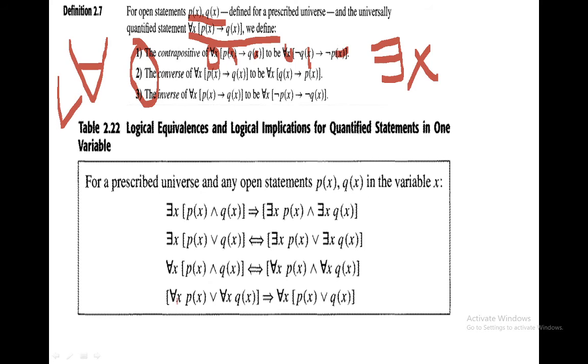Okay. Next we have for all x P of x or for all x Q of x. Since here it is x and here also x, and here for all x and here also for all x, I can write commonly for all x, and inside, P of x or Q of x. But if suppose it is for all x here and for some x there, then I cannot write this. Following?